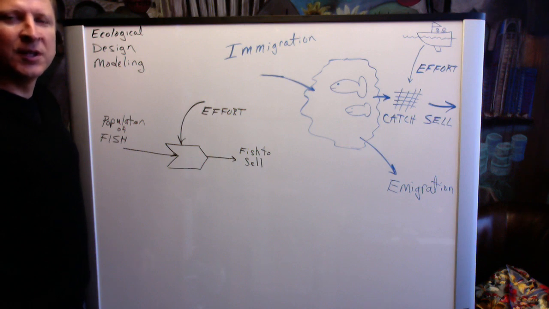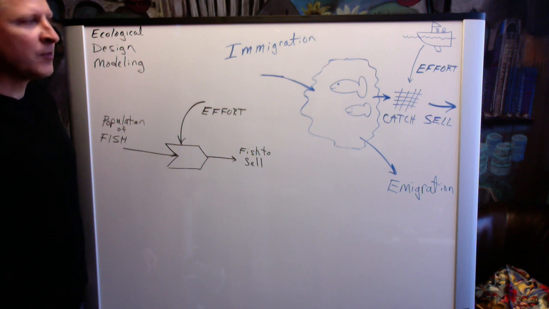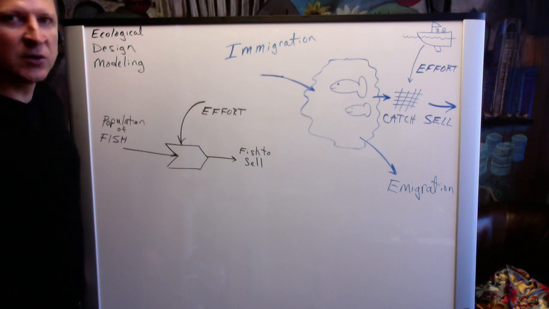Welcome to Lesson 5 of Ecological Design Modeling. Today we're going to add to our previous work using the tank model. We're going to explore the ability to adapt it, add some components so that we can model catching the fish that are part of the population represented by the tank storage.